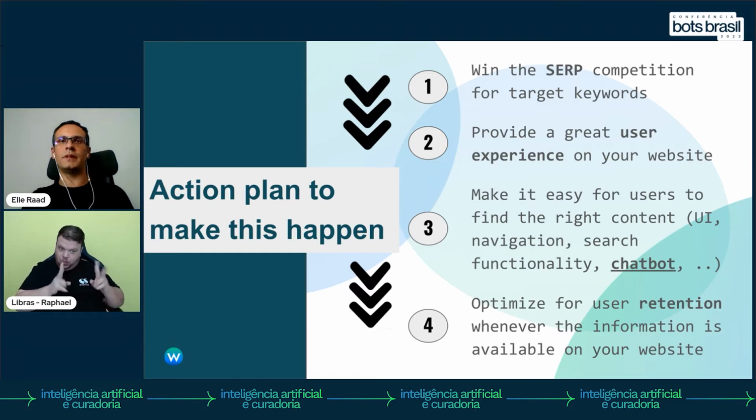So the action plan. The most important thing for us is that we want to optimize for user retention, which is number 4. Optimizing for user retention means that we want to help the user find the information easily on our website. So everything, like good UI navigation, good search functionality, a good chatbot, plays an important role in this case.